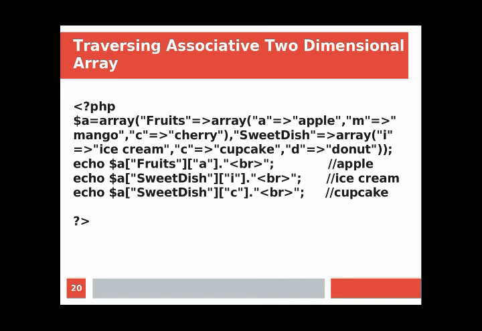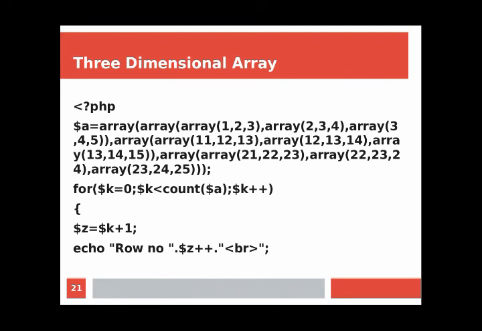will be printed. Again here $a, that is the array variable $a. Then sweet dish, here we have taken that other array, that is sweet dish. That means from the array, the second element, which is also itself an array, so here sweet dish, and the C, that is the key of the array element C, and here the value cupcake will be printed, and end of the program.